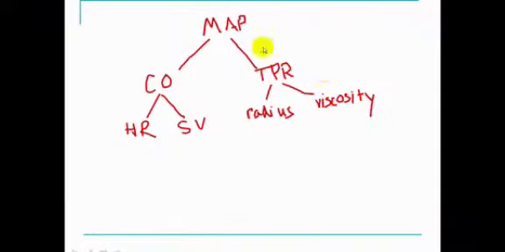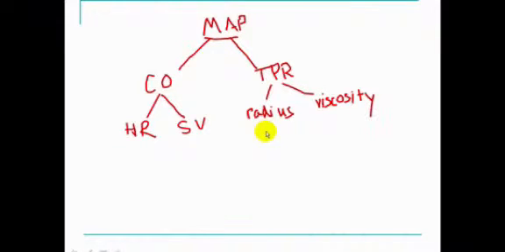So if I want to increase my mean arterial pressure, I can increase cardiac output by increasing heart rate or stroke volume, or I can increase my total peripheral resistance by decreasing the radius, vasoconstriction. So you kind of can start to see how different things affect your overall arterial pressure.